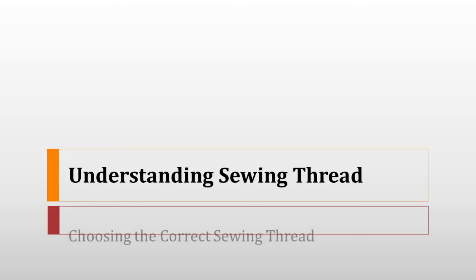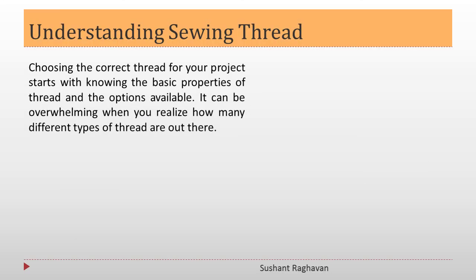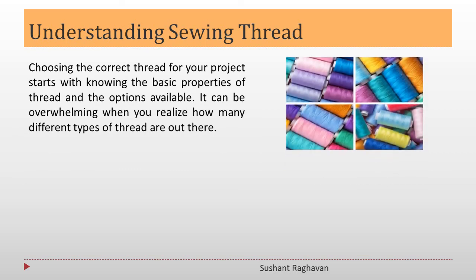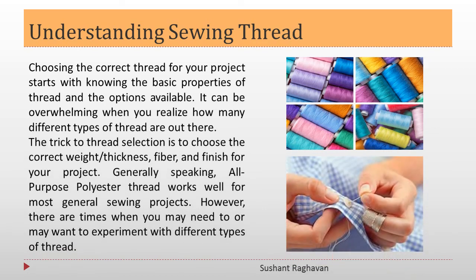Understanding sewing thread. Choosing the correct sewing thread. Choosing the correct thread for your project starts with knowing the basic properties of thread and the options available. It can be overwhelming when you realize how many different types of thread are out there. The trick to thread selection is to choose the correct weight, thickness, fiber and finish for your project. Generally speaking, all-purpose polyester thread works well for most general sewing projects. However, there are times when you may need to or may want to experiment with different types of thread.